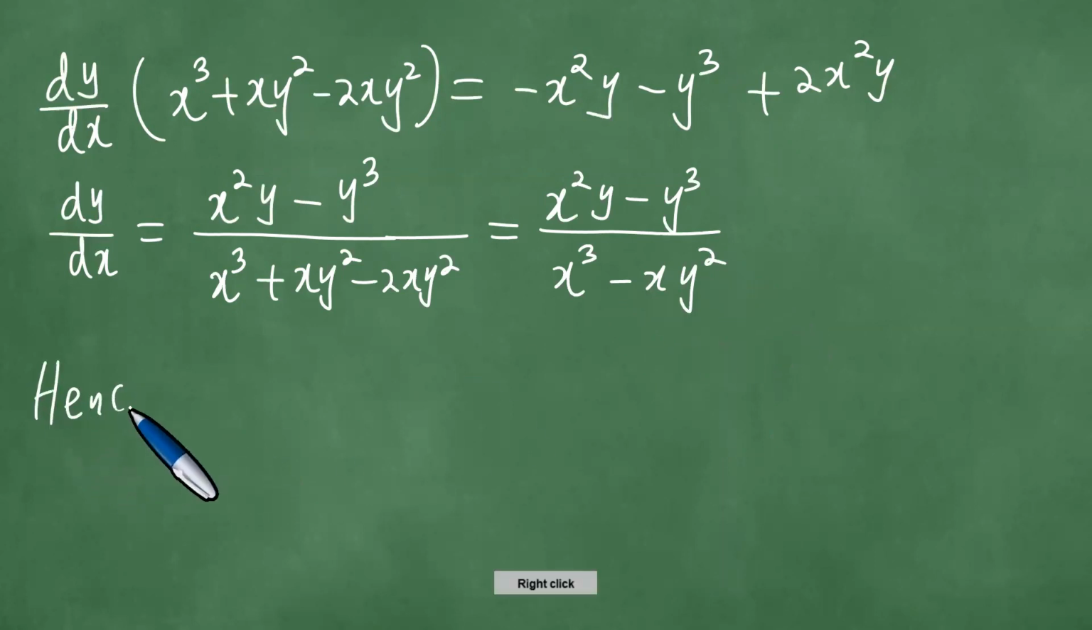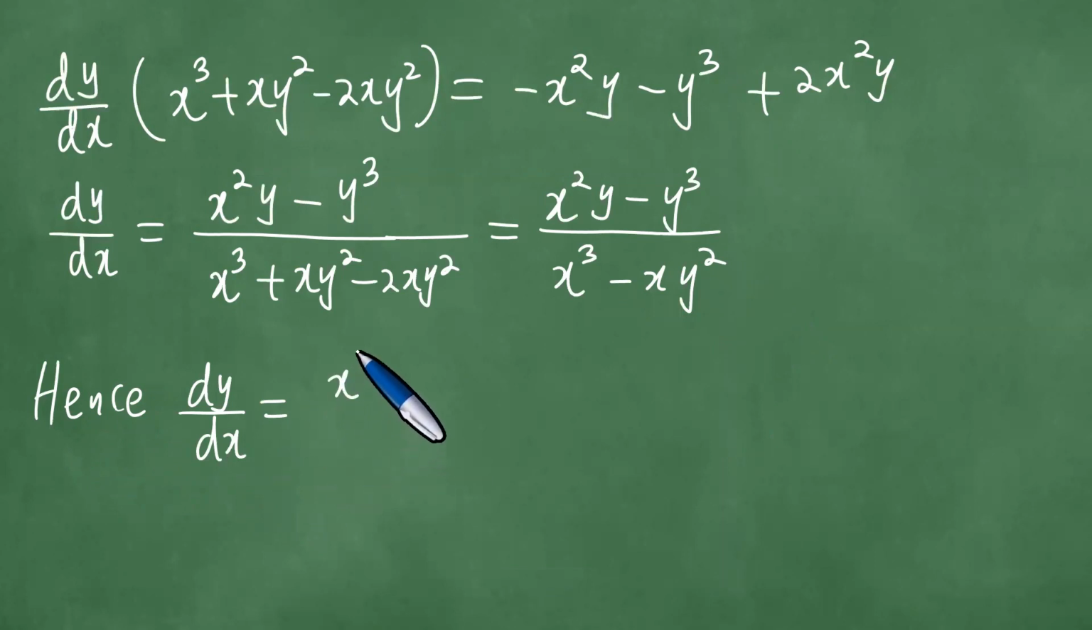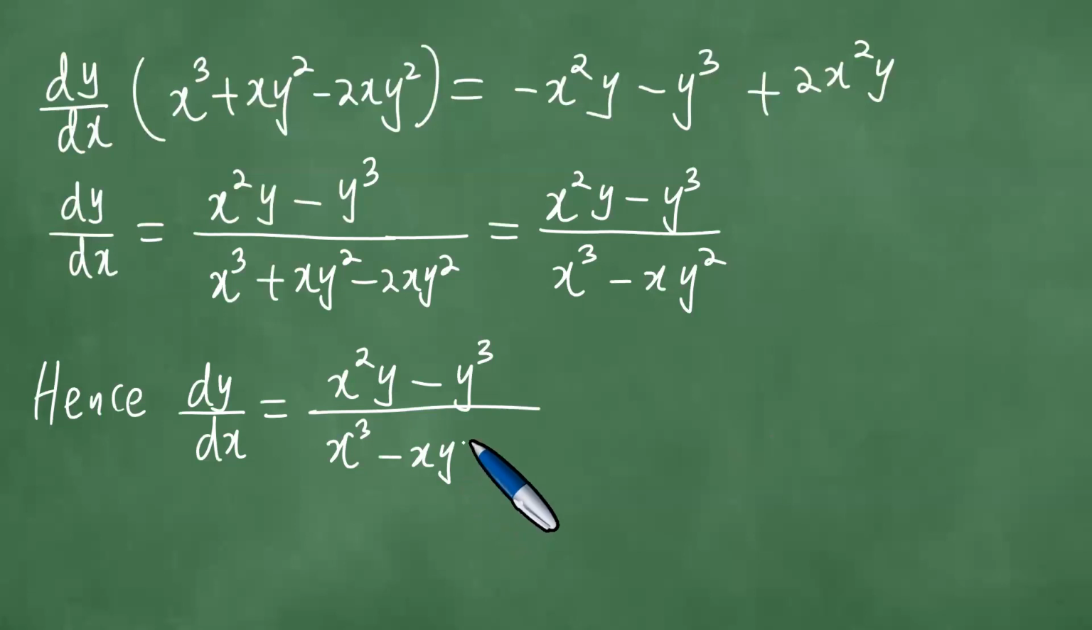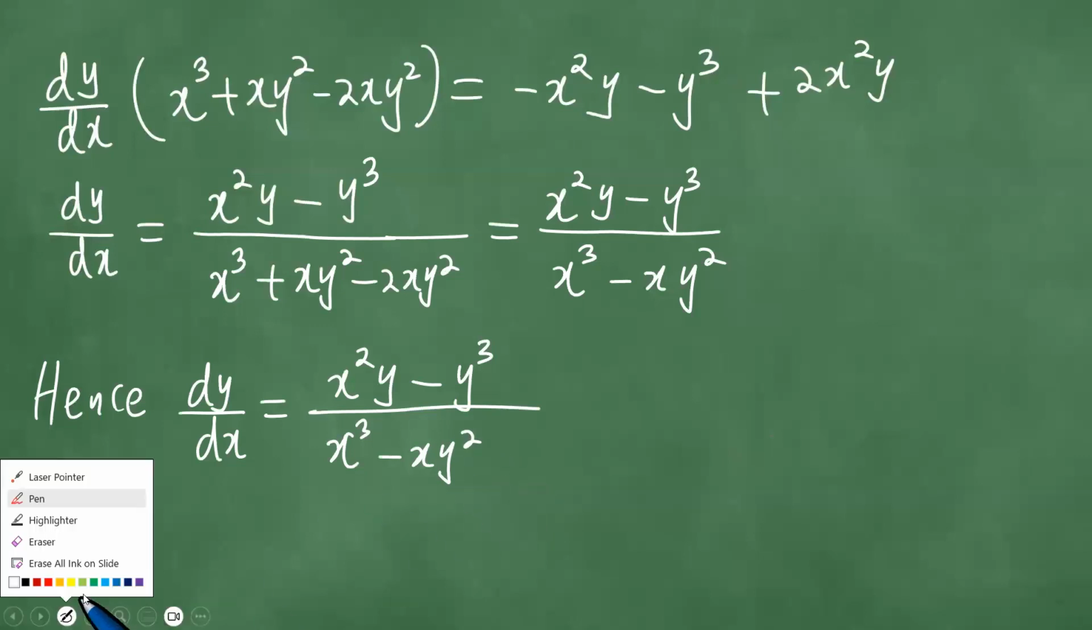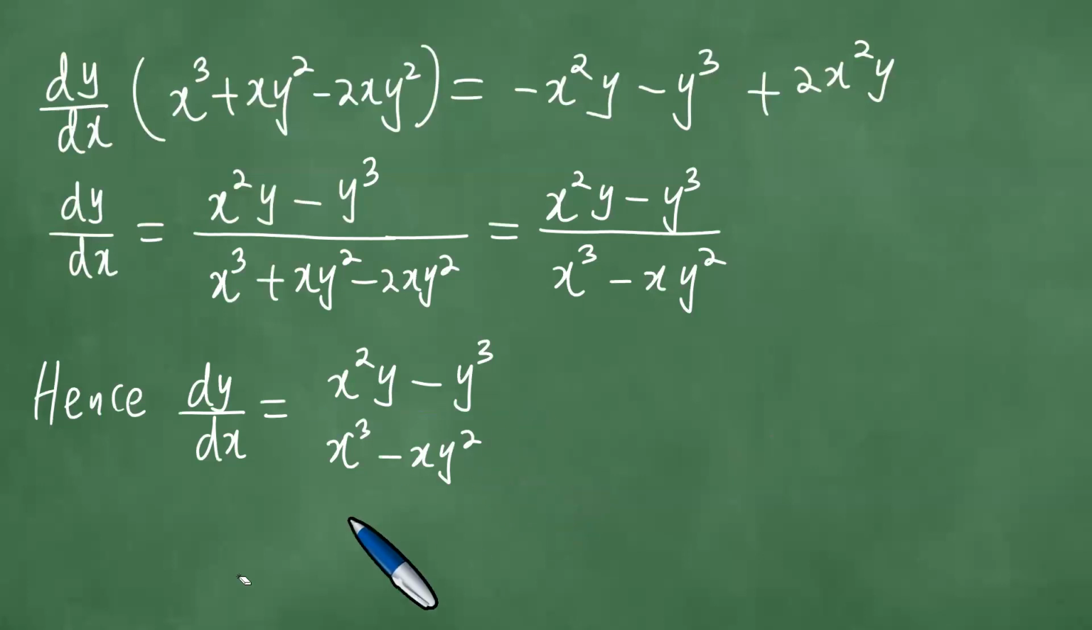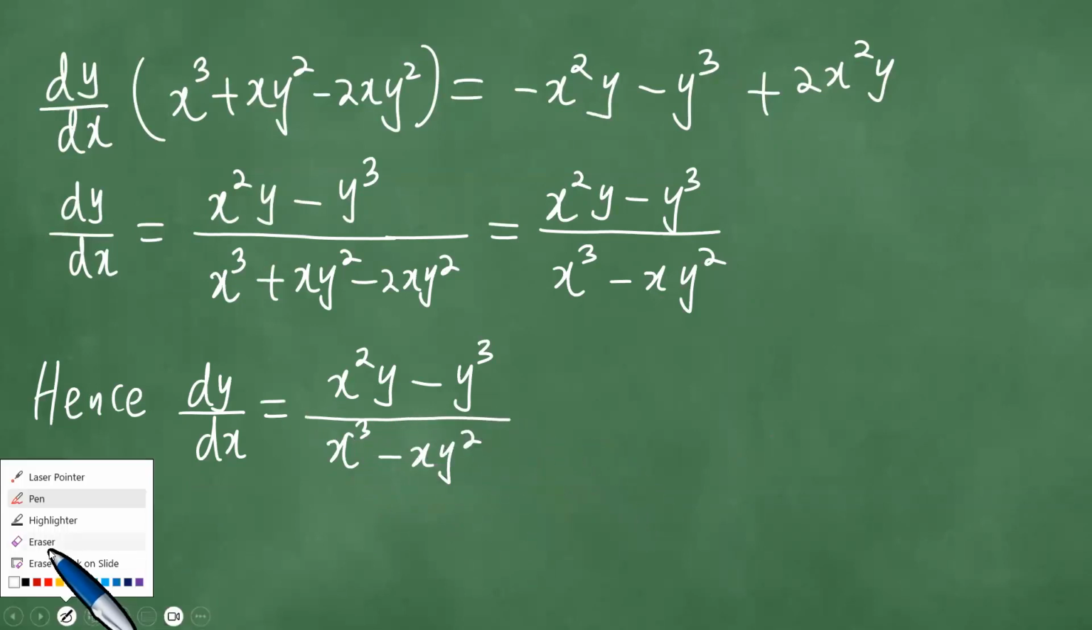Right, so hence we have that dy/dx is x squared y minus y cubed, all divided by x cubed minus xy squared. And this here is the dy/dx that we've just got. We have just got this derivative dy/dx by using implicit differentiation.